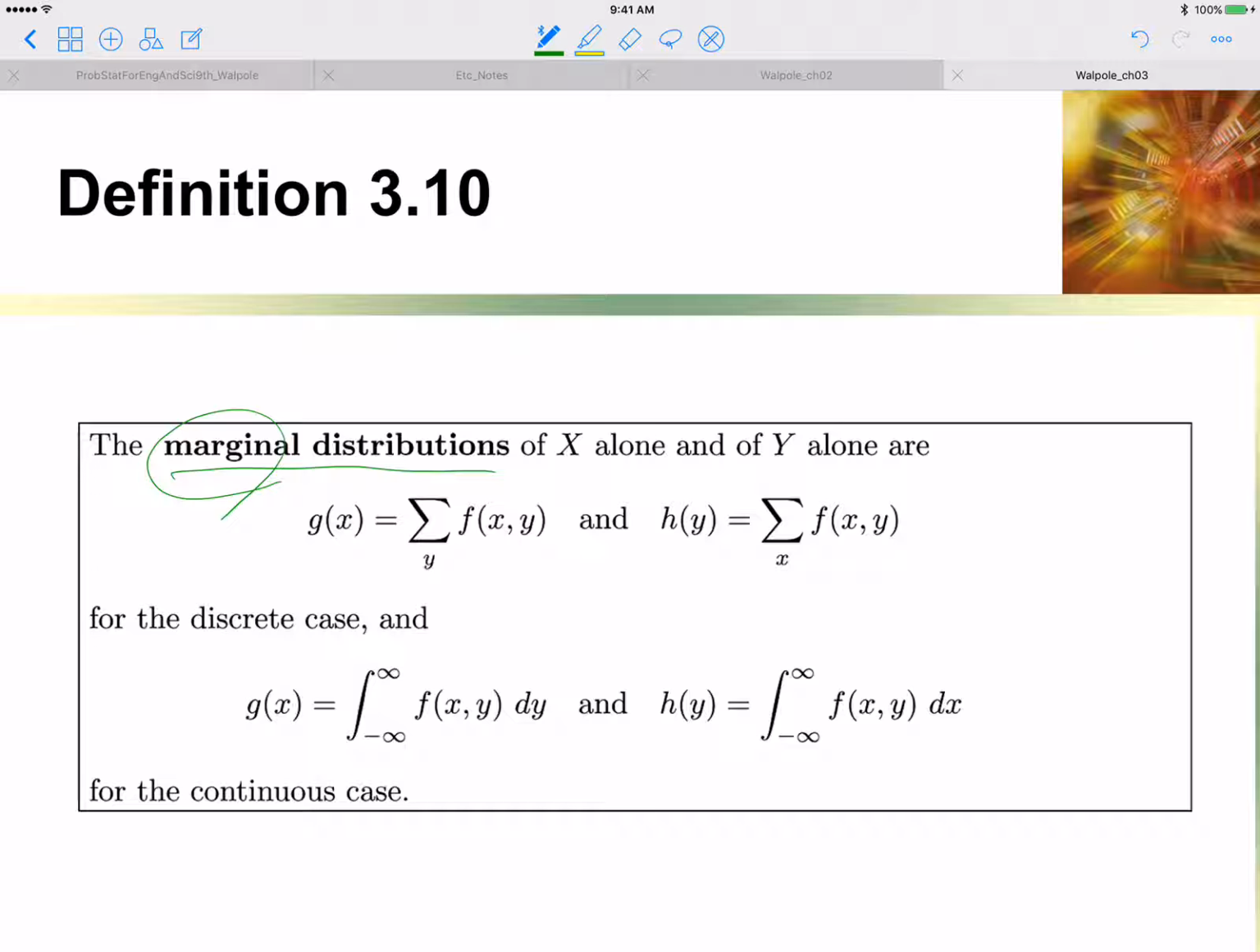And then mathematically, given this joint probability distribution, we just sum over all y values. And in the case of a continuous random variable, we perform the integral over y when computing this marginal distribution of x.